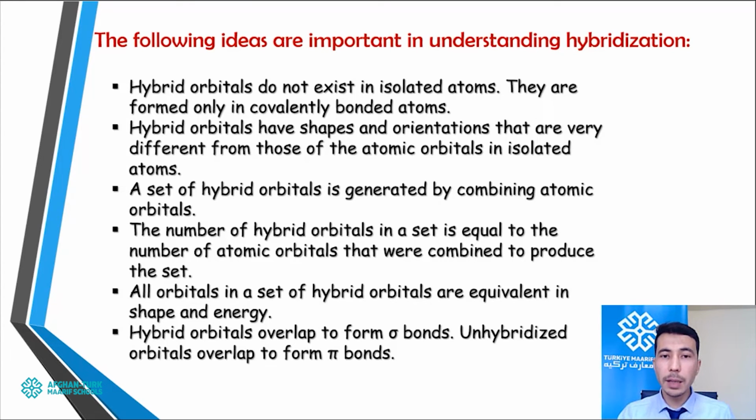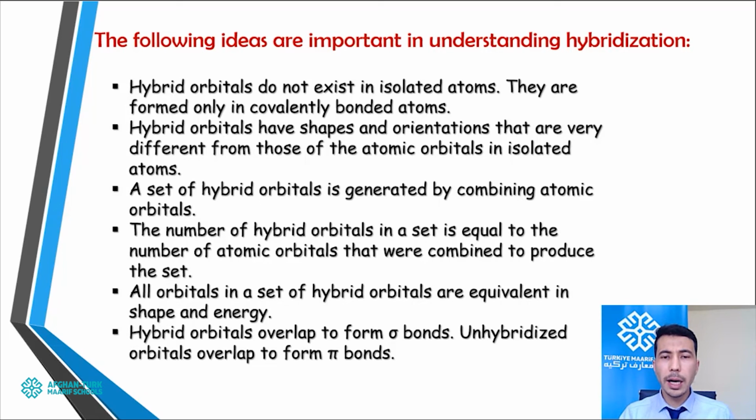And the next thing is that a set of hybrid orbitals is generated by combining atomic orbitals. So atomic orbitals must be combined to form hybrid orbitals. The next one is that the number of hybrid orbitals in a set is equal to the number of atomic orbitals that were combined to produce the set. For example, for sp3 hybrid orbitals, 1s and 3p took part, which means that 1s and 3p make 4 orbitals. So as a result, the hybrid orbitals will be 4 in number. The next one is that all orbitals in a set of hybrid orbitals are equivalent in shape and energy. Let me give you an example of sp3 again. We had 4 sp3 orbitals, so all of them will have similar properties and energies.